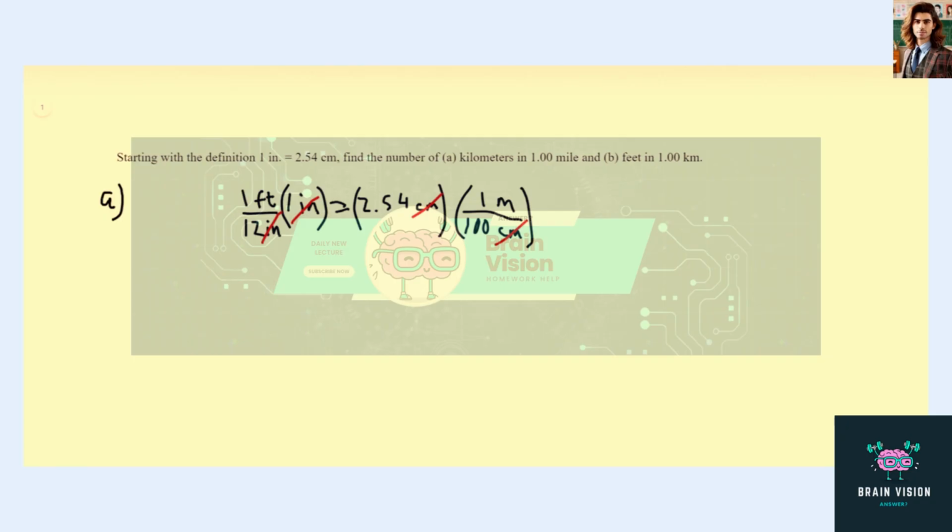So I'm going to rewrite all this down here. And then I'm going to make the next step, so we can figure out how many feet are in a mile. We can look that up. So the number of feet in a mile we know is 5,280.